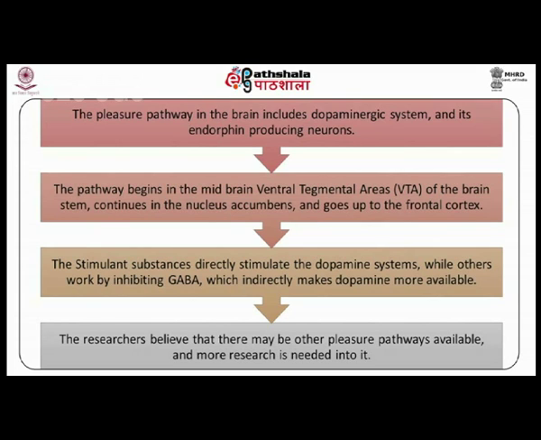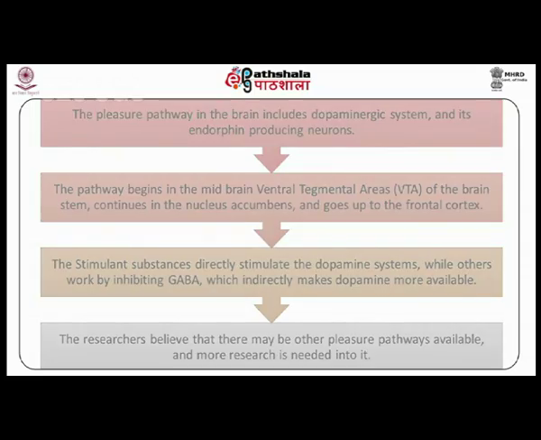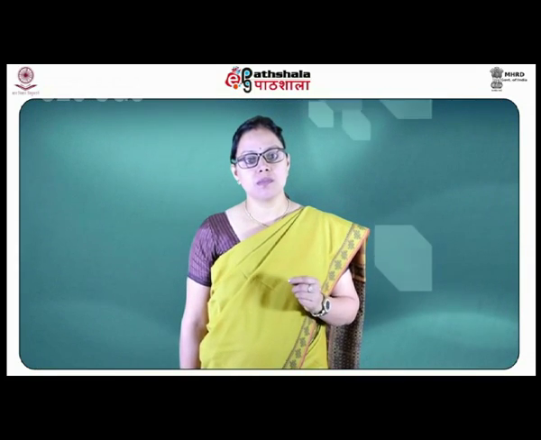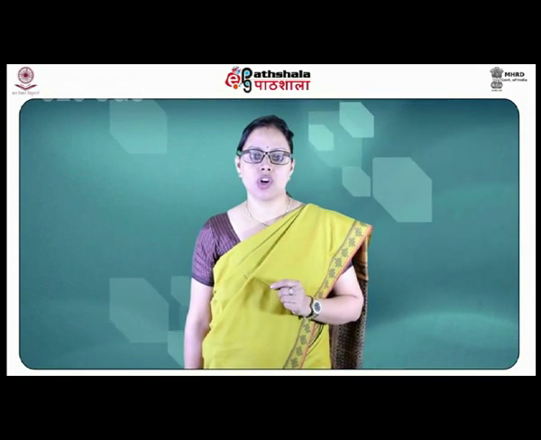The ventral tegmental area, or the VTA, of the brain system continues in the nucleus accumbens and goes up to the frontal cortex. The stimulant substances directly stimulate the dopamine systems while others work by inhibiting GABA, which indirectly makes dopamine more available. The researchers believe that there may be other pleasure pathways available and more research is needed into it. Polysubstance abuse is a serious problem in this context.